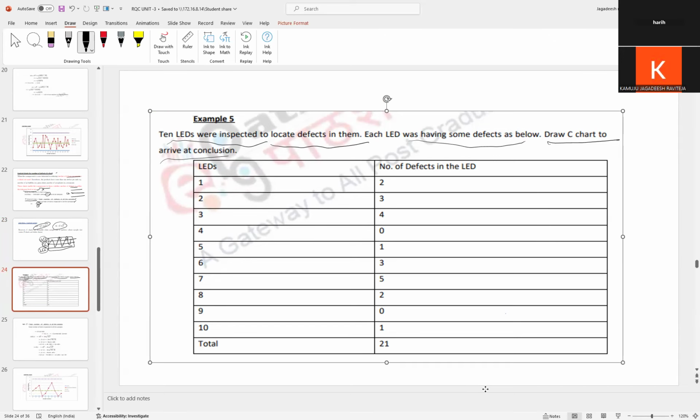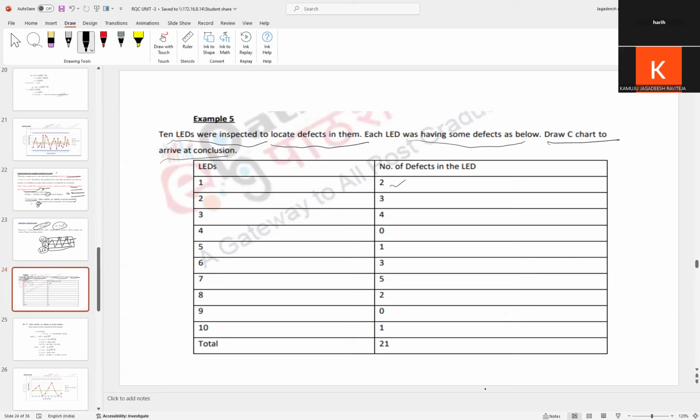First LED. In the first LED, how many defectives are identified? 2. And coming to the second LED, how many defectives are there? 3. Third LED is having how many defectives? 4. And the fourth LED has 0 defectives. Fifth LED is having 1 defective. Sixth LED is having 3. Seventh LED is having 5 defectives. Eighth LED is having 2. LED 9 is having 0 defectives. LED 10 is having 1 defective.